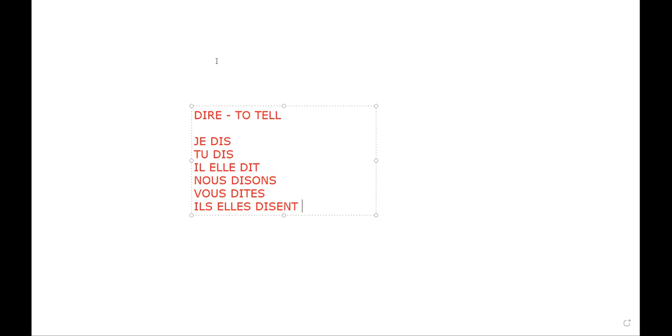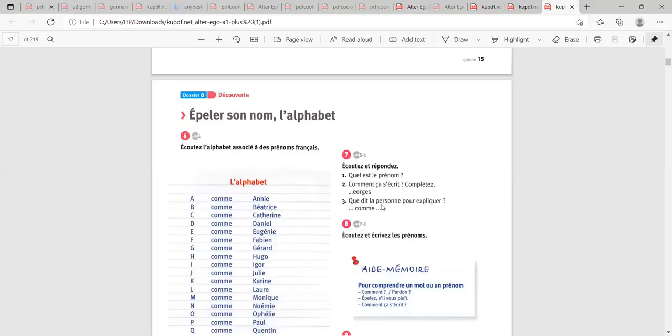Clear, bacho? Yes, is it so. Clear to you? Now let's again go back to the book. Over here I'm saying, que dit la personne pour expliquer? Excuse me. Repeat after me. Can anyone tell me what is the verb over here? D I T. Il L D. We have done.